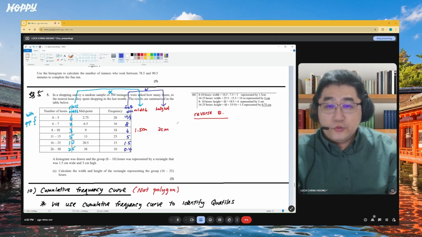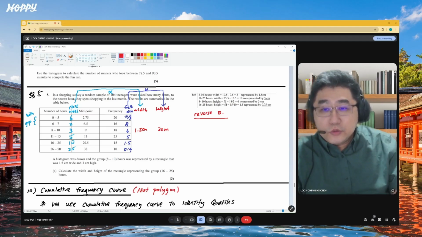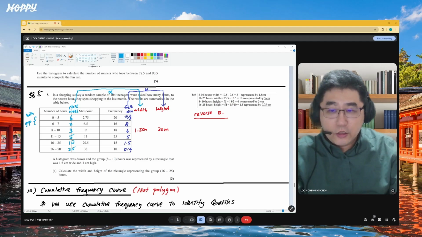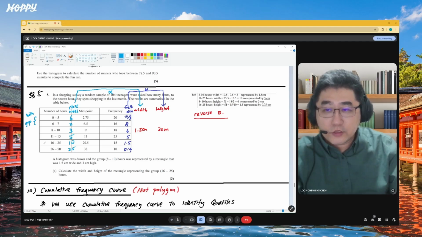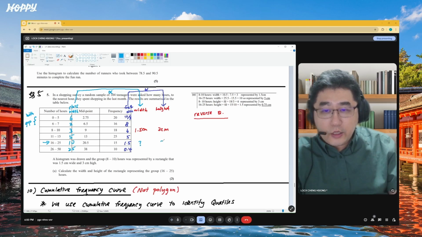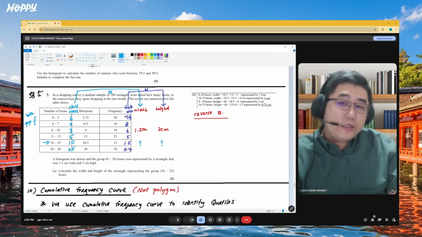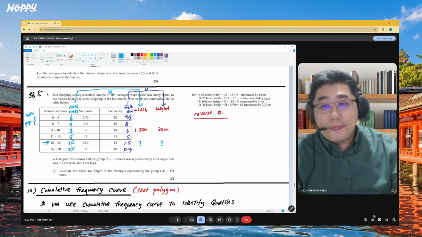Directly proportional. Okay. So this is the information given to us. Then they ask us to calculate the width and the height of the rectangle represented by 16 to 25. 16 to 25 is this particular one. So they are asking for this number and this number. What will be the width and the height in cm for the bar?